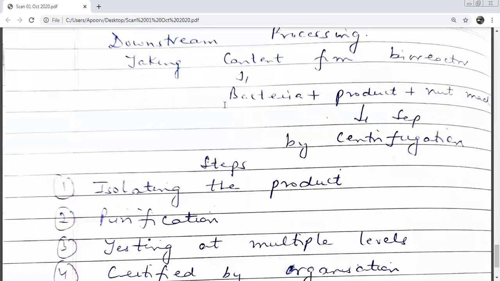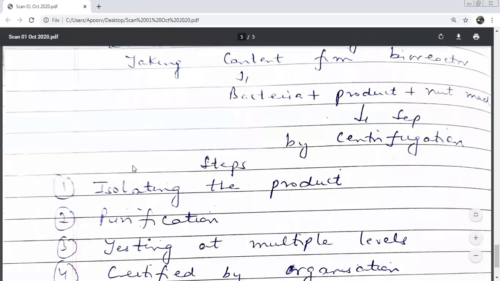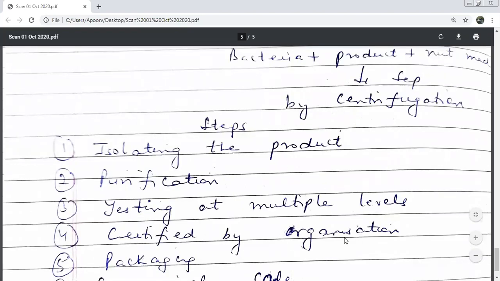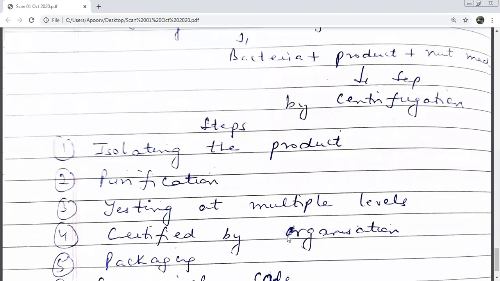Now we come to downstream processing. You get your contents. First step was isolating the product. Second is purification. Testing at multiple levels, certifying by organization, packaging, and then commercial scale. You can go and sell it in the market. Last time I'm asking you, which is the organization in India which certifies the products? ICMR, very good. It's ICMR. What is the full name? Indian Council of Medical Research.